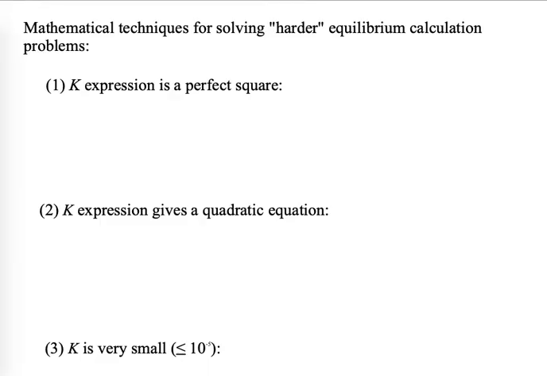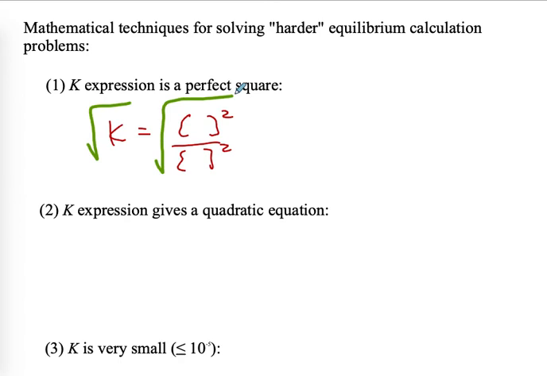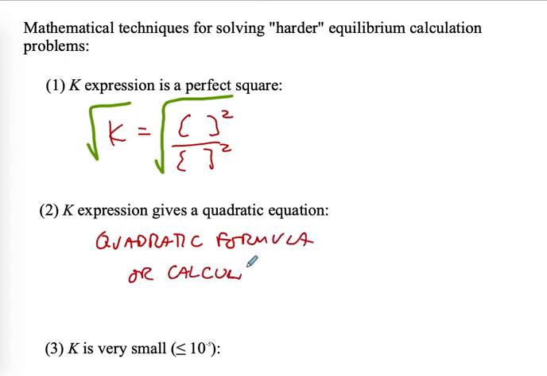there are 3 mathematical techniques that we're going to use to solve these, quote, harder equilibrium calculations. Okay? If you write out your K expression, and you see that it is some concentration to some power times some other concentration to some power, in other words, the K expression is a perfect square, you're going to simplify the algebra by simply taking the square root of both sides. If the K expression gives a quadratic equation, then you are simply going to use the quadratic formula or some other calculation device.